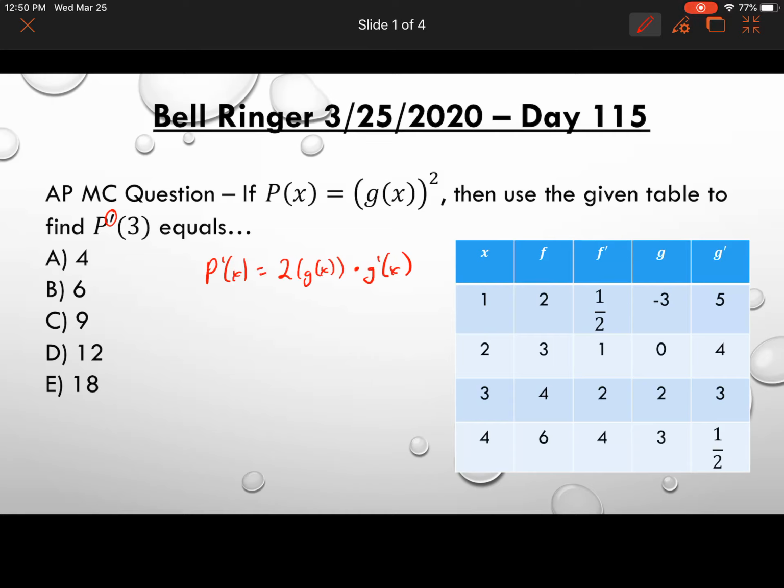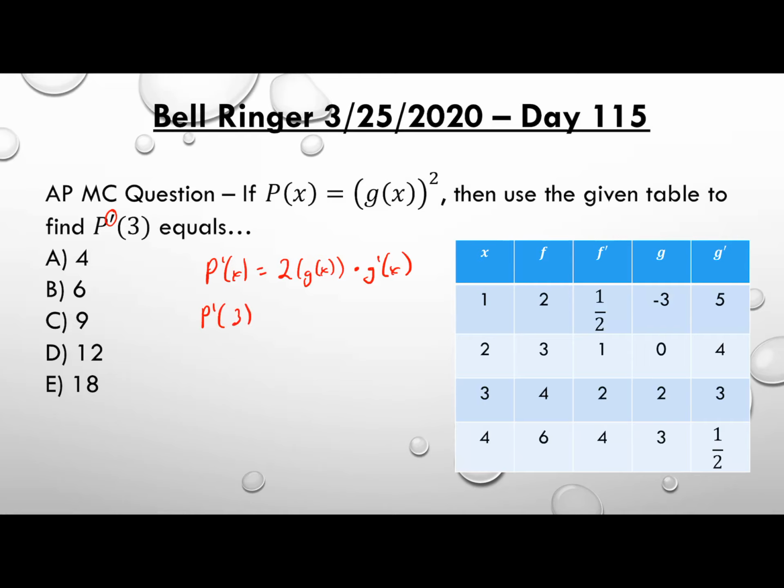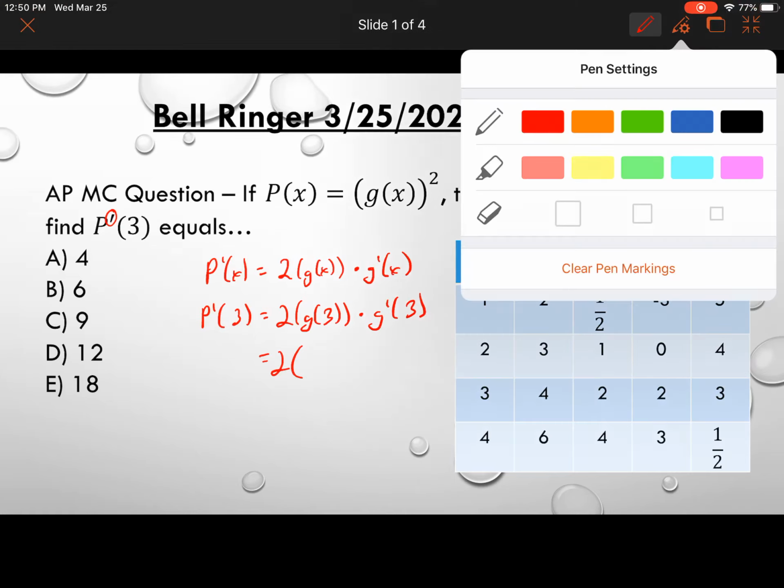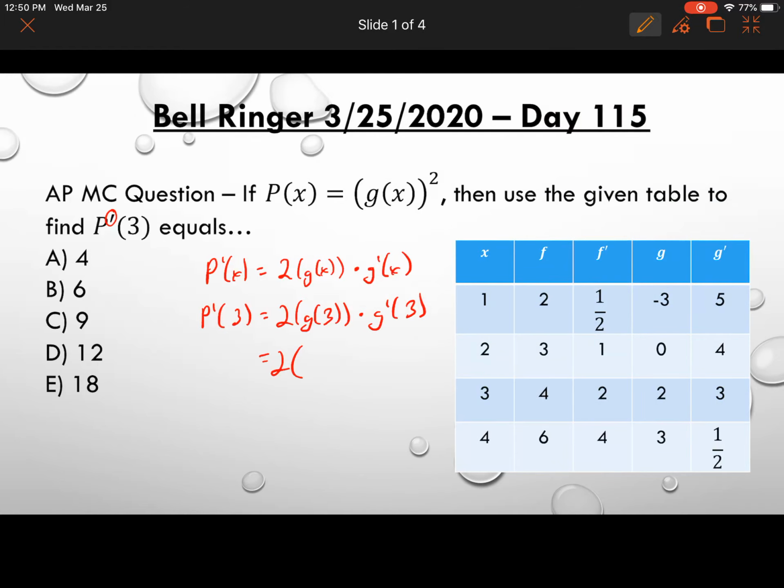So now we just plug in 3 since we're asked to evaluate at 3. So p prime of 3 is 2 times g of 3 times g prime of 3. That's what we're going to be using the table to figure out. Well, let's see. G of 3, let's use a different color here. G of 3 is going to be right here. So this is where g of 3 is. G of 3 is just 2.